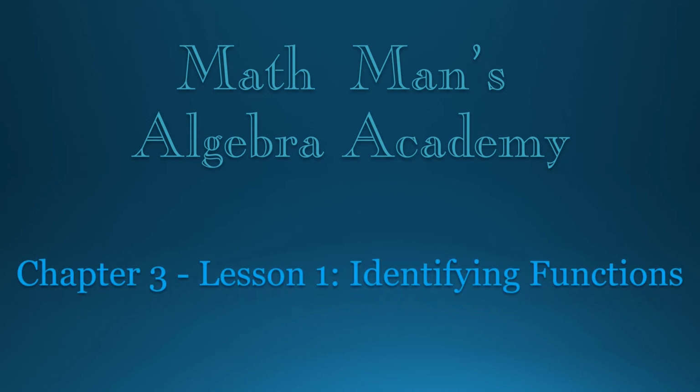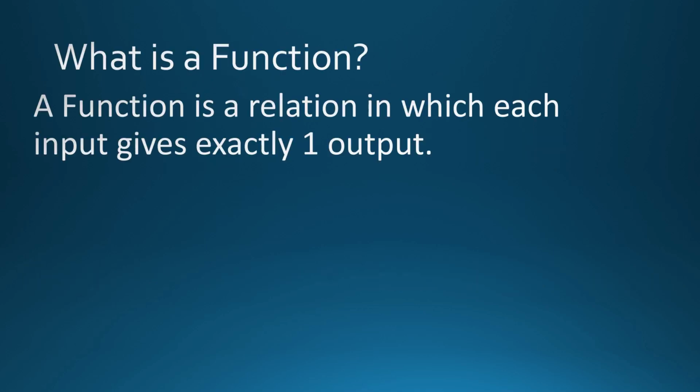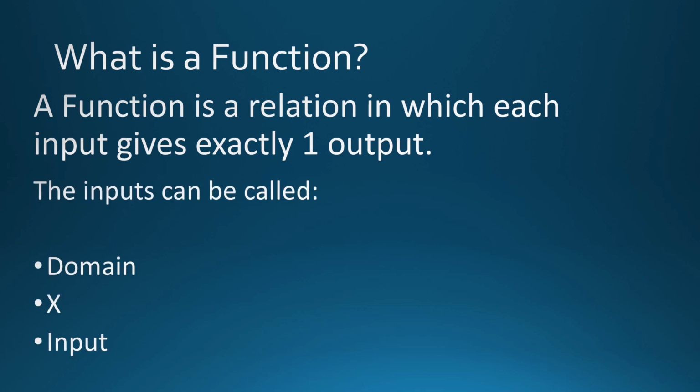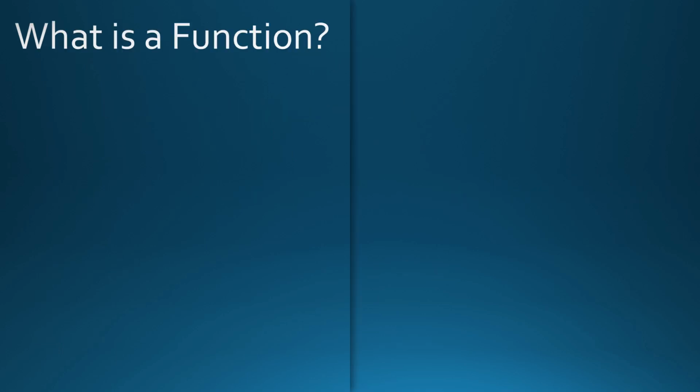This one is Chapter 3, Lesson 1, Identifying Functions. So first we have to talk about what a function actually is. Well, a function is a relation in math in which each input gives exactly one output. Now they may not even have those same names because an input can also be called a domain or x, or again, just an input. The outputs can be called range or y, or just output.